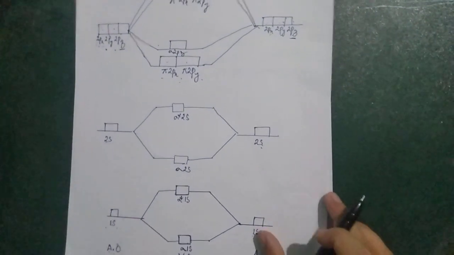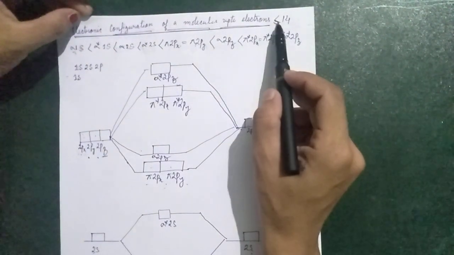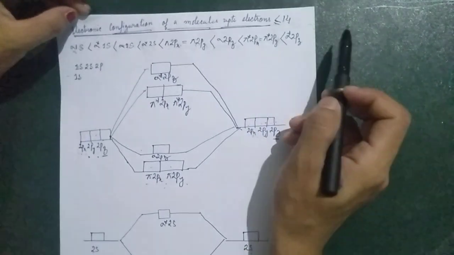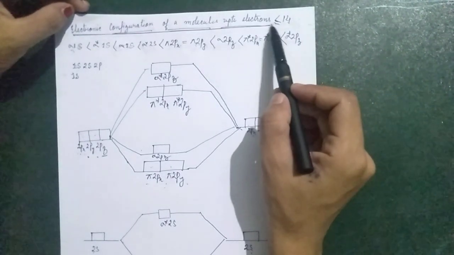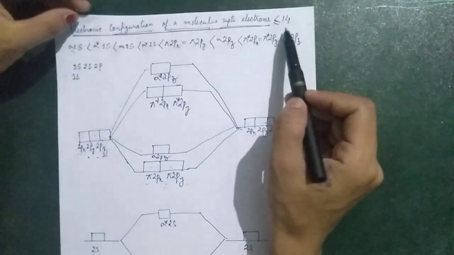Just check it. This is only for molecules having a total of 14 electrons or fewer. In the next video I'm going to talk about the electronic configuration of a molecule having more than 14 electrons.